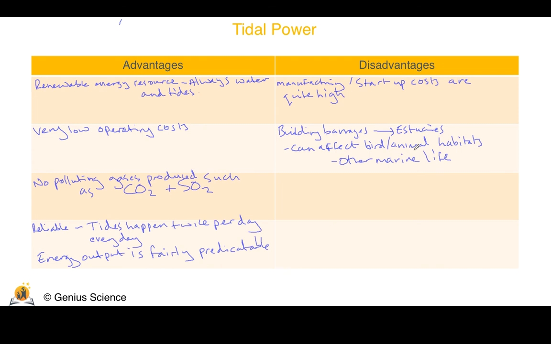Now, remember we mentioned an advantage of tidal power being that the tides and therefore the energy output is predictable, which is very helpful. However, the tide height does vary throughout the year. Therefore, the tide height is variable. This means, therefore, that energy output also varies.